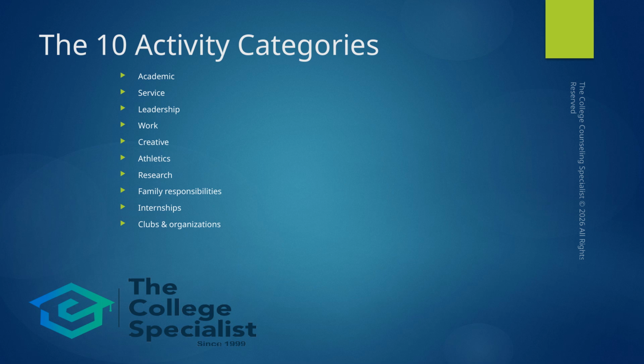For example, working 20 hours per week at a job belongs under paid work, not clubs, and caring for siblings belongs under family responsibilities, not volunteering. These categories also help you think strategically about how to present your experiences. If you've been deeply involved in multiple areas, such as leadership, service, and academics, the categories help highlight your versatility. If your activities cluster in one area, that can signal passion and focus. Understanding these categories allows you to organize your experiences in a way that strengthens your overall narrative.